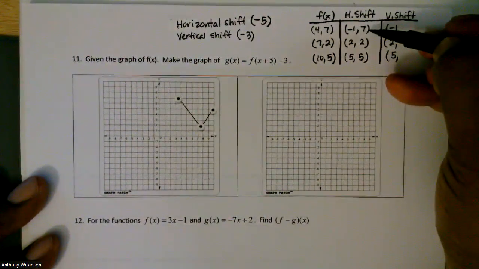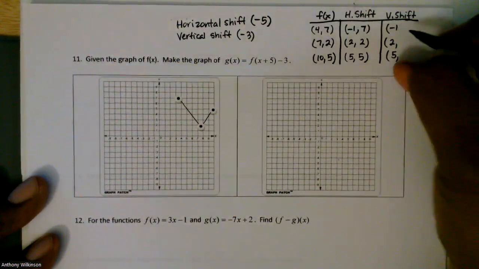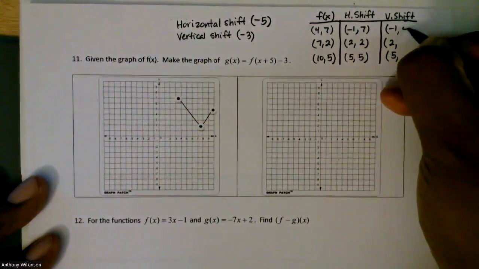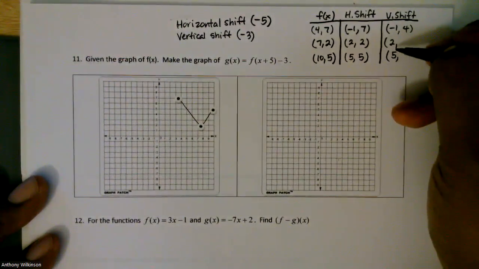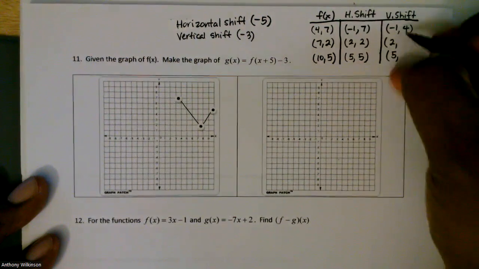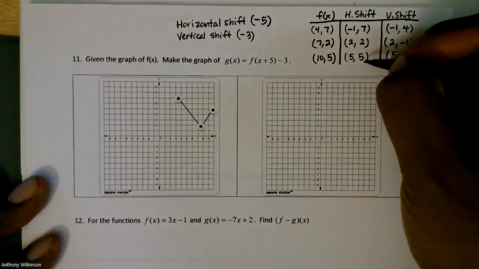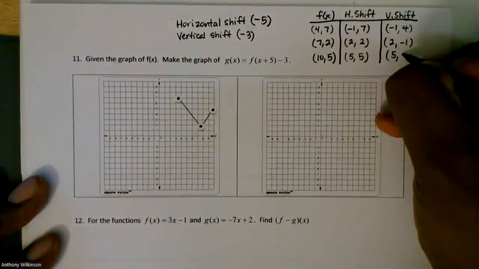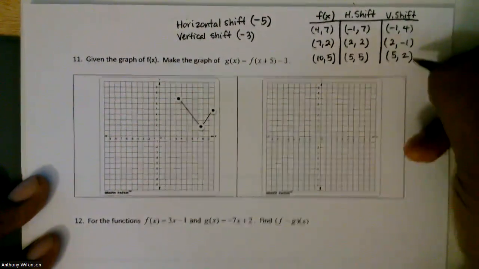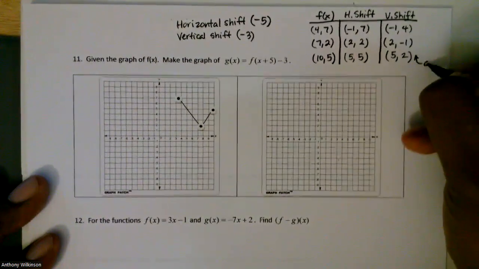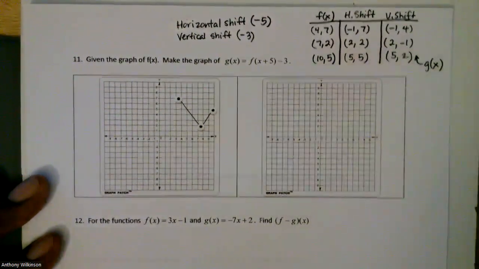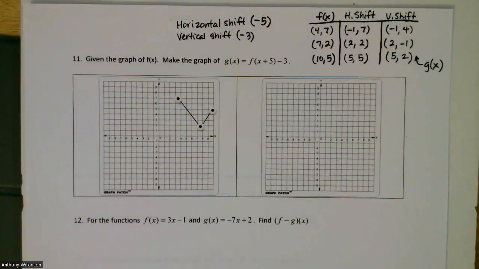So here for that first ordered pair, if I do 7 minus 3, that will be 4. And then for the next one, if I do 2 minus 3, that's going to be -1. And then the last ordered pair, 5, 5. If I do 5 minus 3, that will be 2. So these are my ordered pairs for g of x. And I will plot those on the coordinate plane.